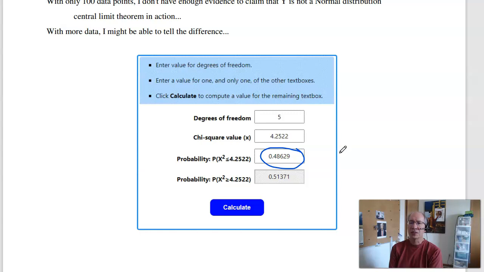So that's kind of the central limit theorem. If I just add 3 uniform distributions, it's really hard to tell it from a normal distribution. It is not a normal distribution, but it's really hard to tell the difference.